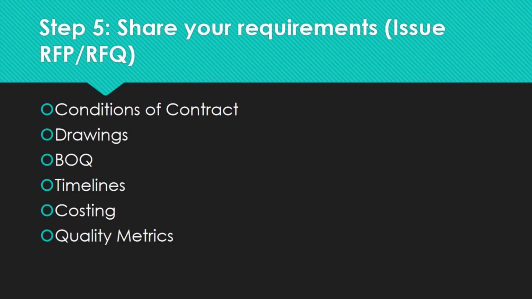Now is the time to share your tender set with the vendors. This process is also called issuing RFP or issuing RFQ. RFP stands for request for proposal and RFQ stands for request for quote. Both mean the same, so you are asking the contractor or vendor for their cost proposal as per your scope of work.